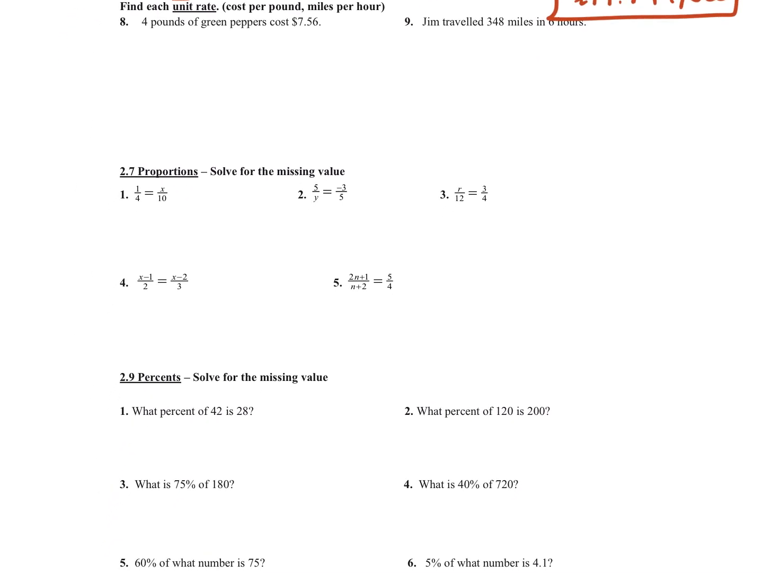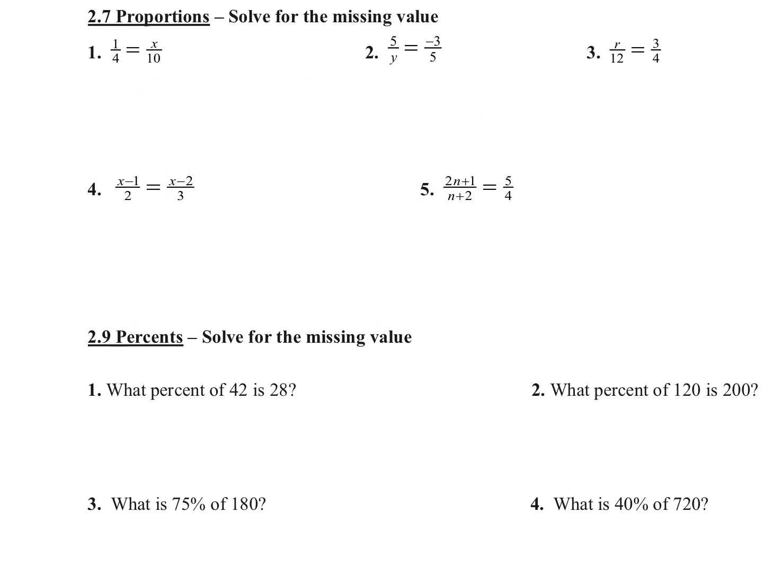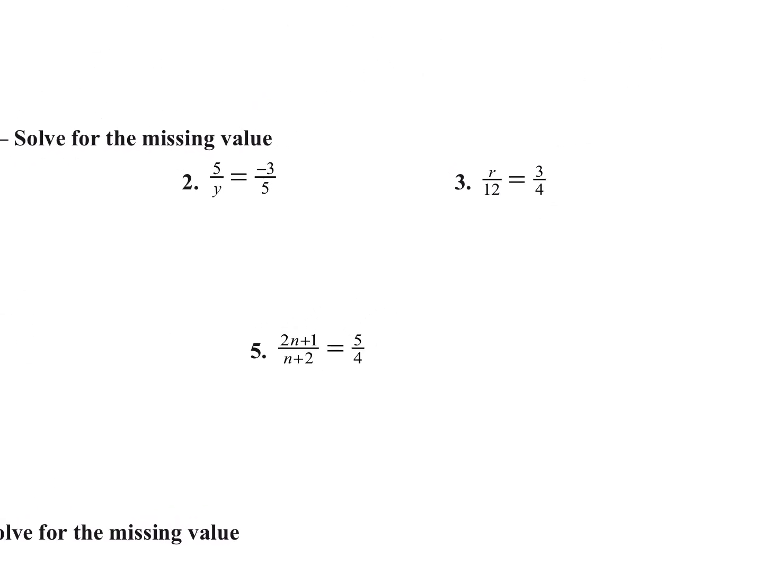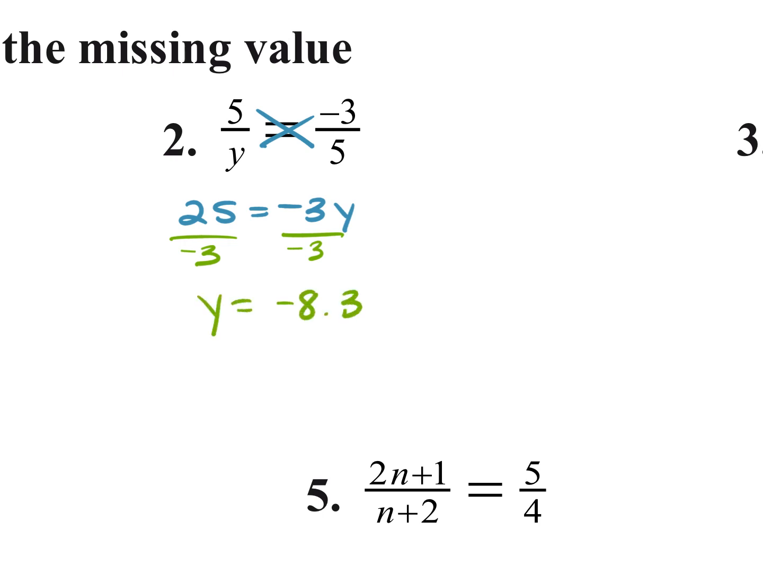Okay, we're gonna jump to 2.8. It's okay, 2.8 was very similar to this. Look at number 2 under the 2.7. What do you do here? Cross multiply. 5 times 5 is 25. Negative 3 times y is negative 3y. What do you do next? Divide by a negative 3. So 25 divided by negative 3 is y equals negative 8.3 repeating.